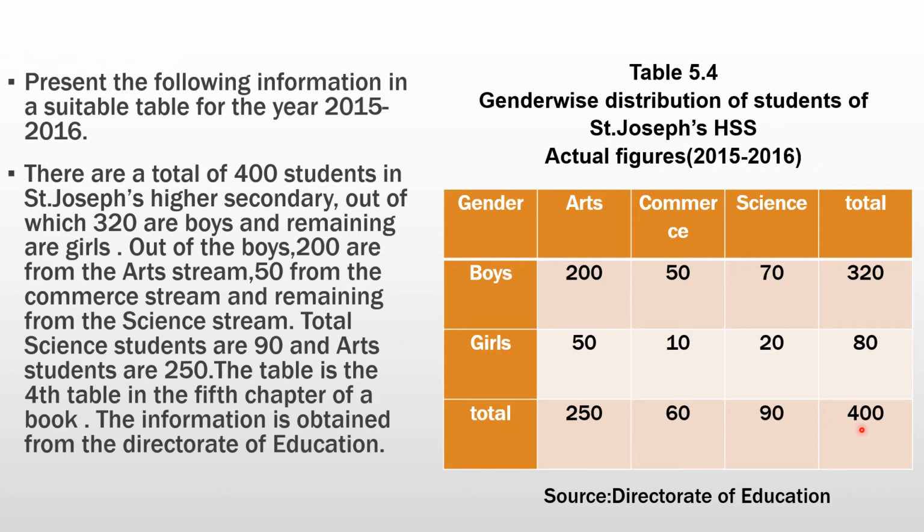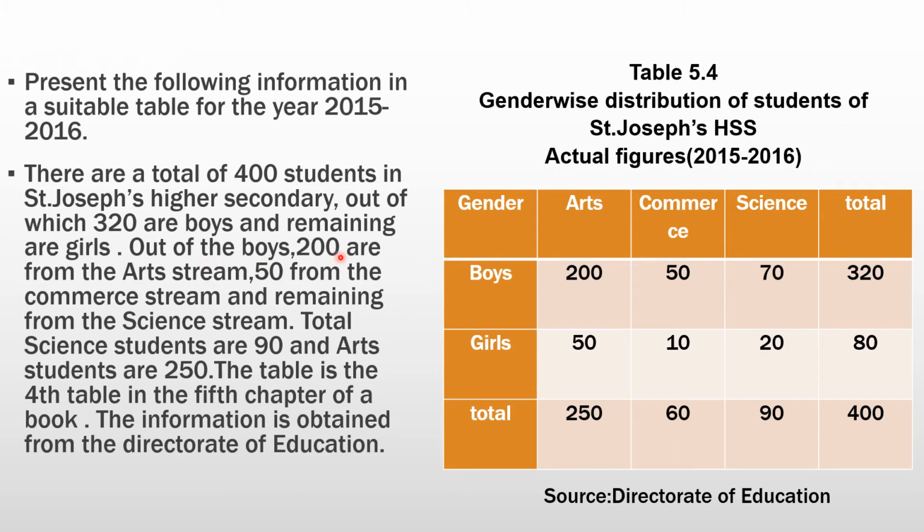So there are 400 students, and out of which 320 are boys. So out of this 400, 320 are boys. How do we get how many girls there are? 400 minus 320 gives us 80. So there we got the total number of girls, and we have the total number of boys, which was given to us. So the first two statements are taken care of.